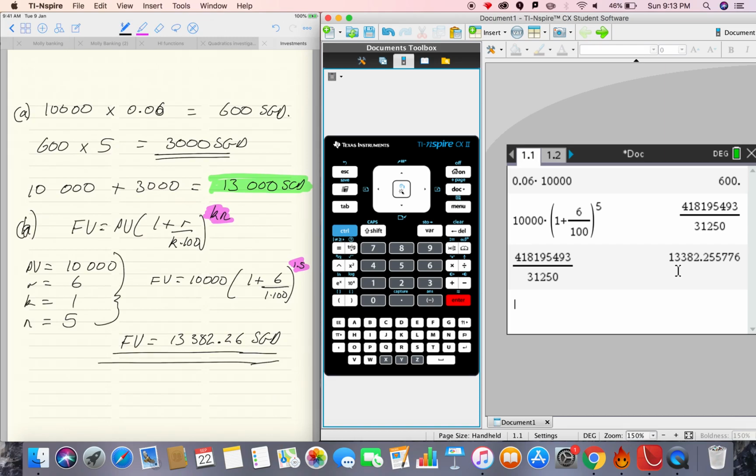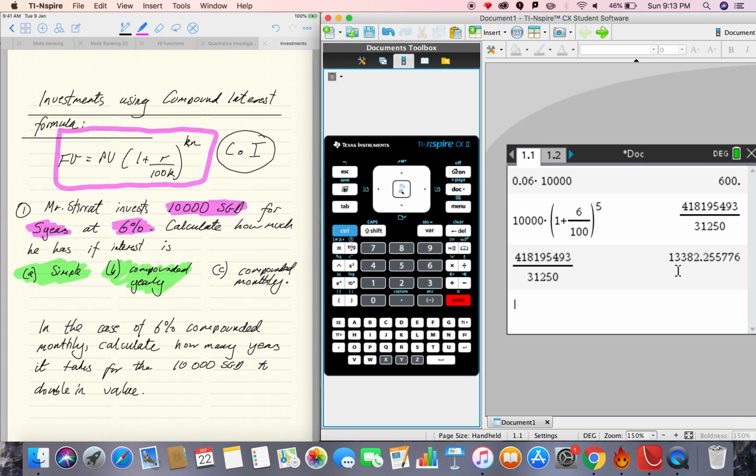It'd be absolutely fine. And then if you look at the comparison, compounded yearly is 13,382. Simple interest is just 13,000. So you can see there's a big extra to be had. Okay, and then let's have a look at part C, which is compounded monthly. So you can imagine that this should be a little bit more still.